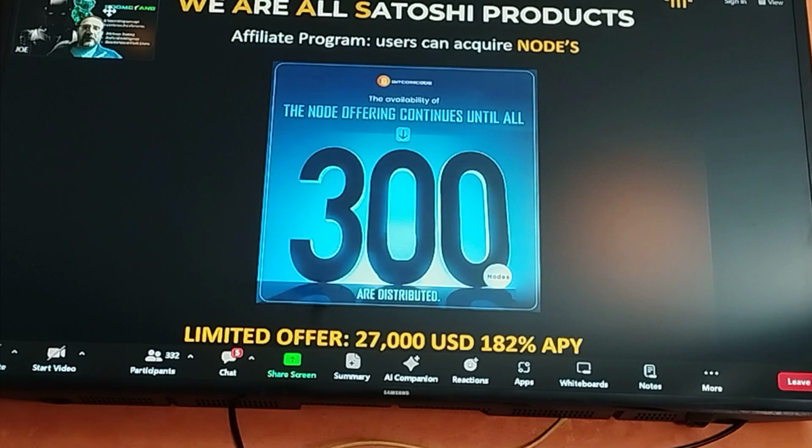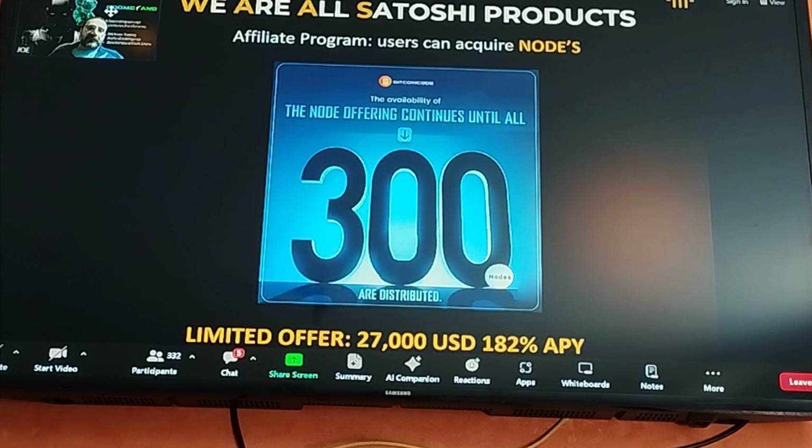We have a node offering as well. That's currently suspended until April, May time. But if you do wish to buy a node, you would benefit from a whopping 182% APY, and you would be earning Bitcoin code into your MetaMask every second of every day.